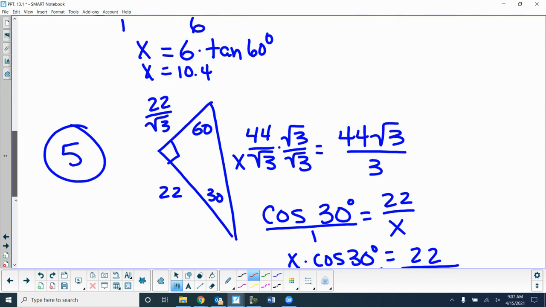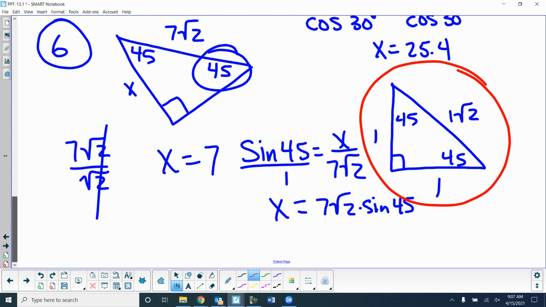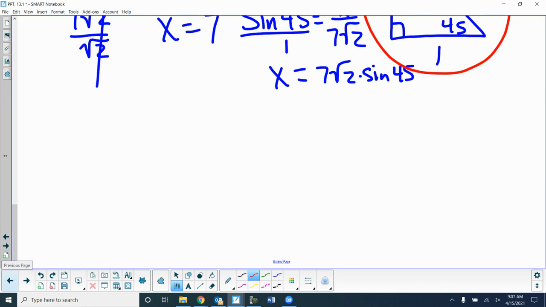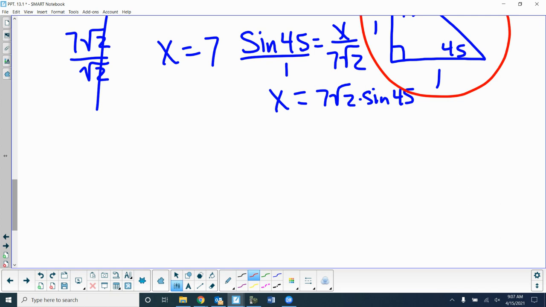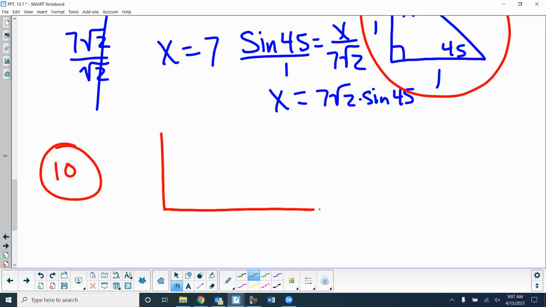All right, number 10. A lot of you had questions on these. It says a water slide is 26 feet high. The angle between the slide and the water is 33.5 degrees. What is the length of the slide? All right, so 26 feet. We're looking for the length of the slide. The water and the slide's angle is 33.5.